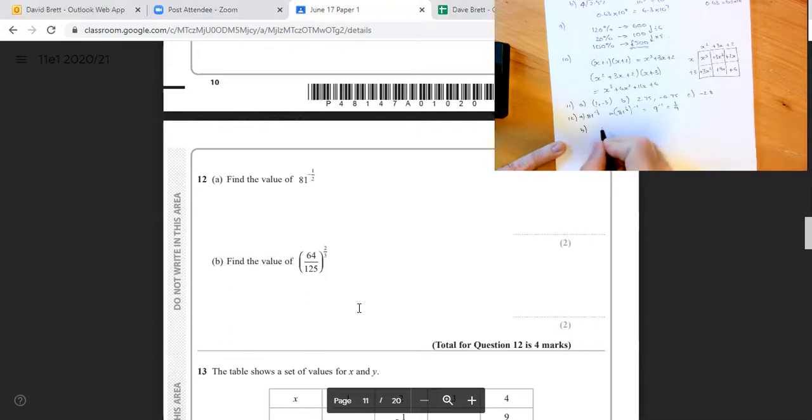B is 64 over 125 to the power of 2/3. Okay, so let's do 64 over 125 to the power of a third, and then square that. The power of a third means the cube root. So the cube root of 64 is 4, the cube root of 125 is 5, and then I've still got to square that answer. So I get 16 over 25.